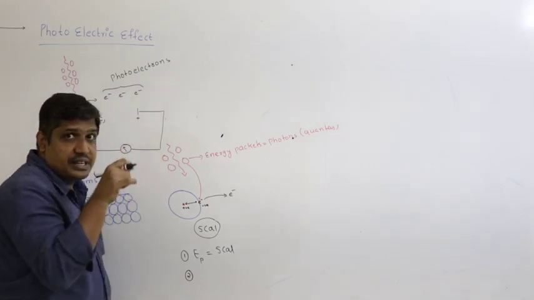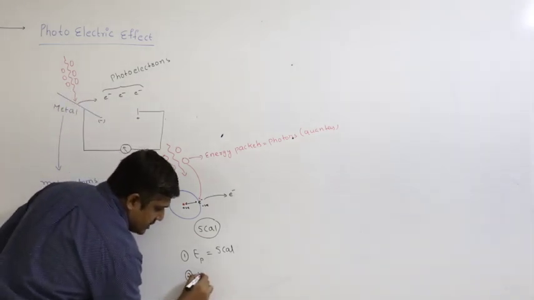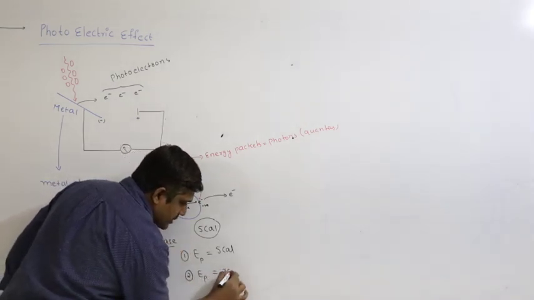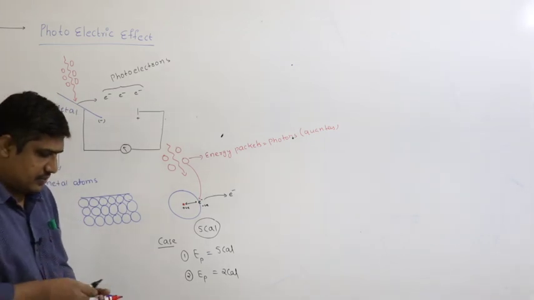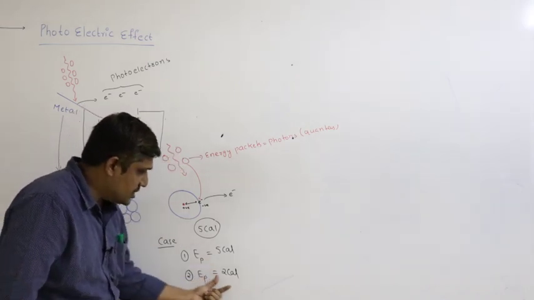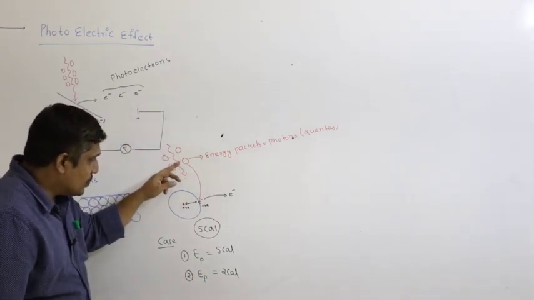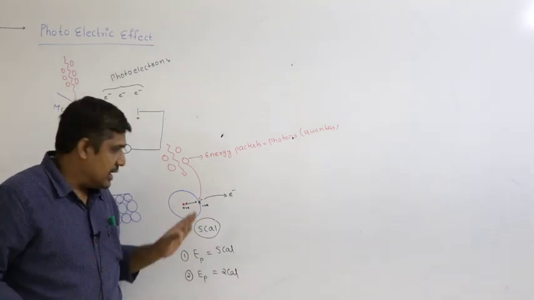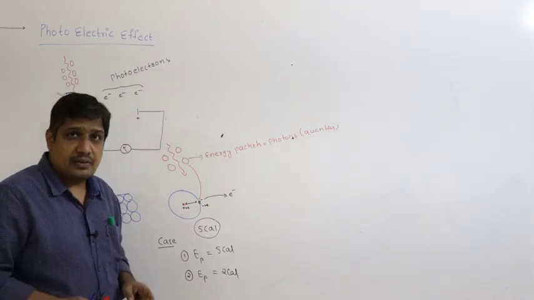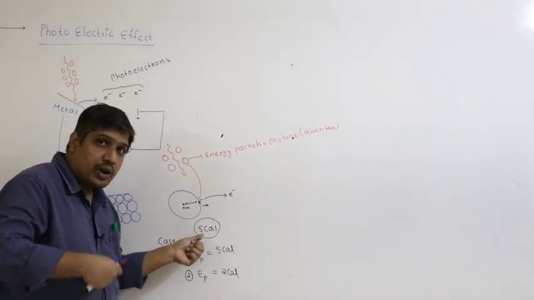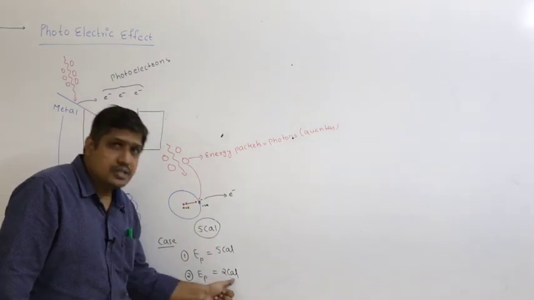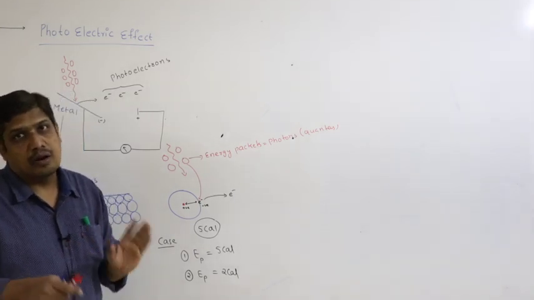Say the energy associated with the photon is 2 calories. This is the second case. Imagine that we are using a light radiation where the energy associated with each photon is 2 calories. Then what happens? This photon is absorbed by the electron, no doubt. The electron gains 2 calories of energy, let us assume. Is that energy sufficient enough? No. Why? The energy required to overcome nuclear attraction, we assumed it to be 5 calories. But the energy gained by the electron is 2 calories. Then the electron will not come out.